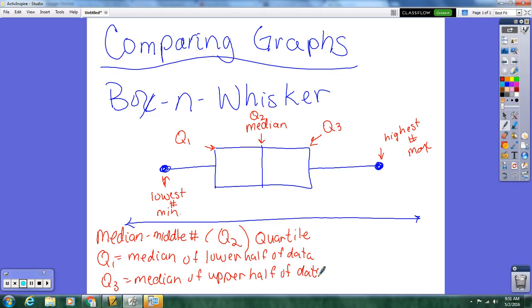And this shouldn't be the first time you've seen this. It should have come up in 8th grade. Partially come up in 7th grade, but you did it hard in 8th grade.